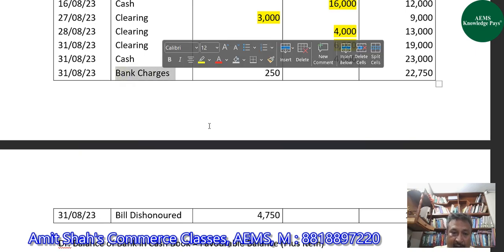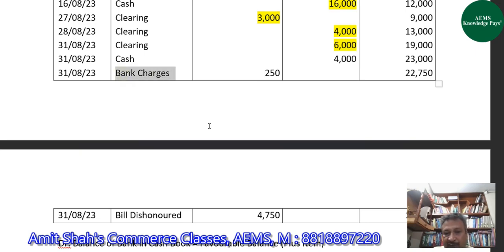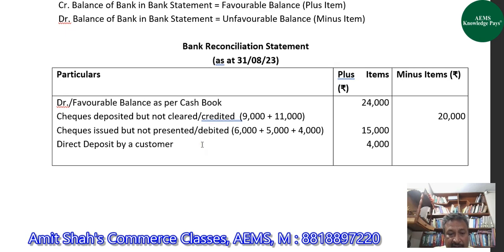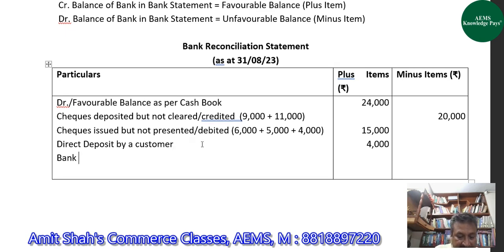The bank charged charges, we did not know, so we have not recorded it in our cash book. So now we will record here. So we'll write here bank charges. How much? 250. These charges have been debited by bank in our bank statement. Because of that, in bank statement the balance is less, and because of that it will come in minus column. Why? Because we are moving towards bank statement balance starting from cash book balance, right?